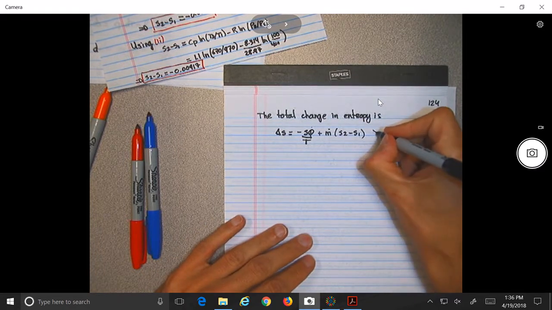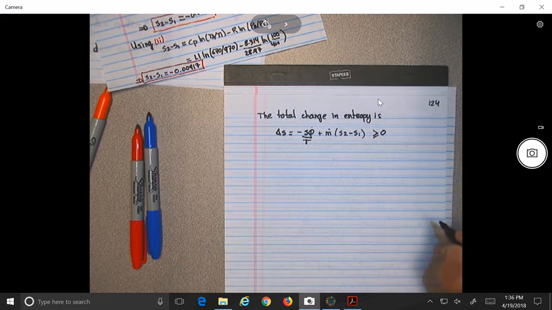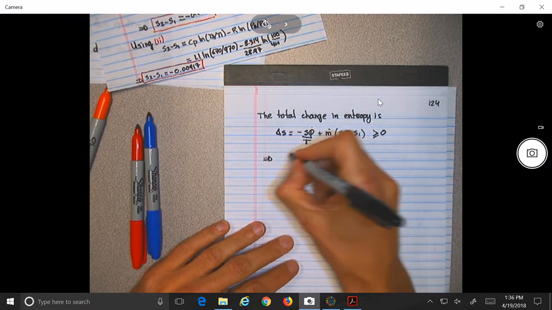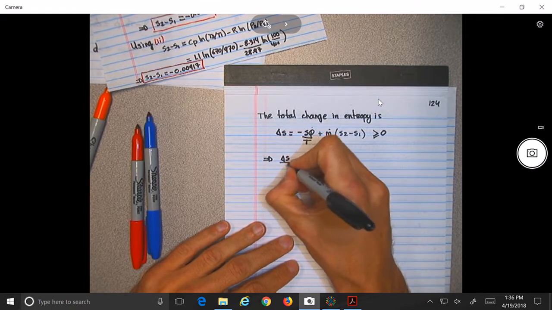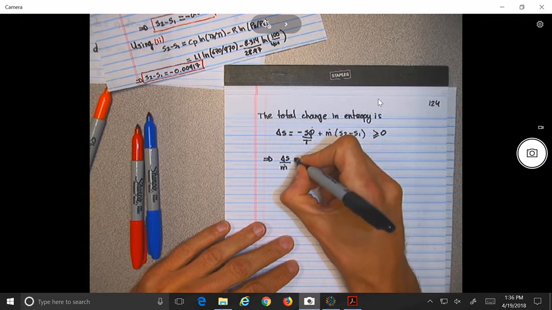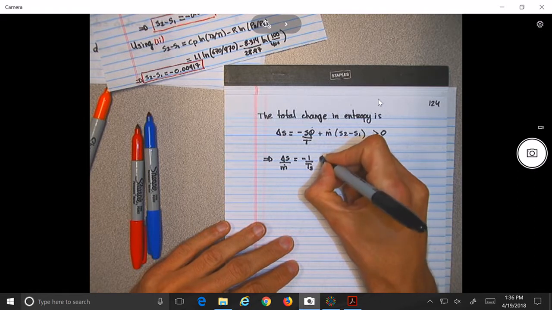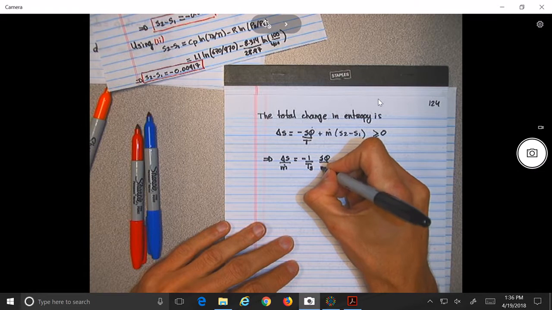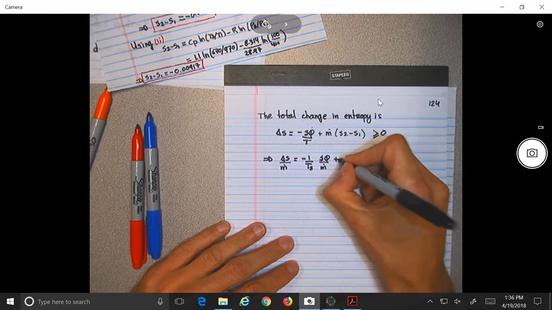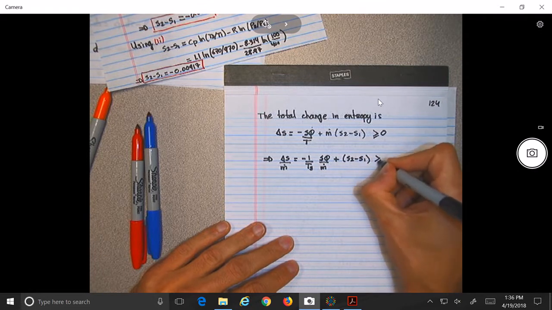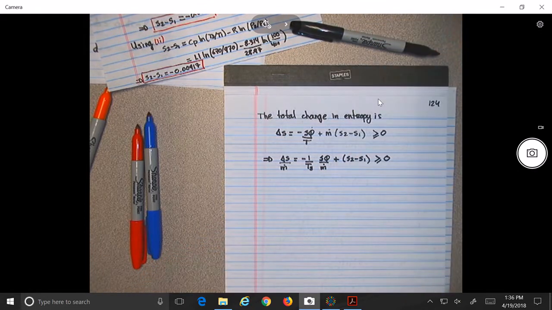And what do we know about these ratios? That it needs to be higher or equal than 0. Remember the principle of increasing entropy of the universe. So we just rewrote that equation as the total change of entropy per mass will be equal to minus 1 over T surface, delta Q over M dot plus S2 minus S1, higher or equal than 0.